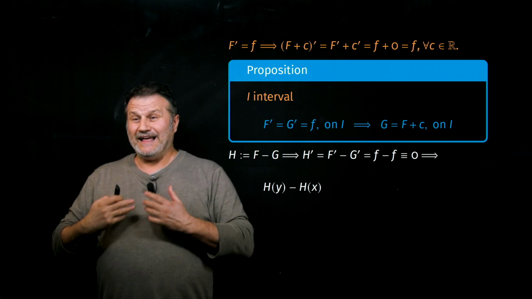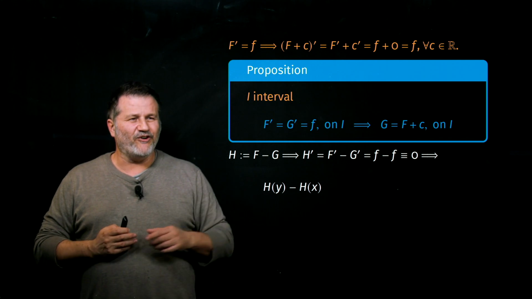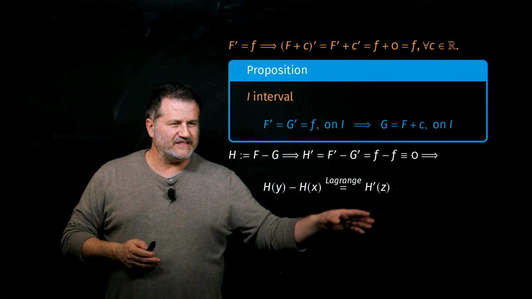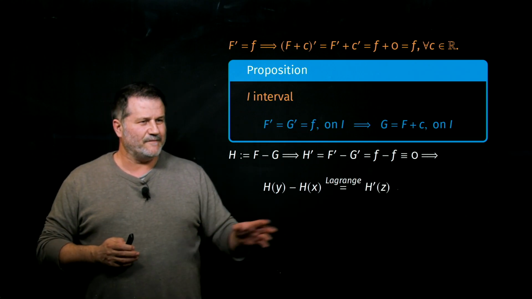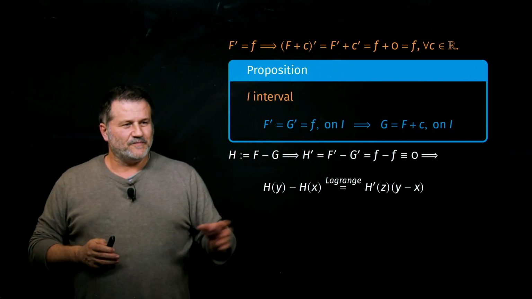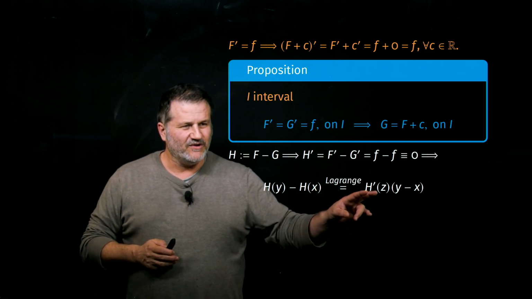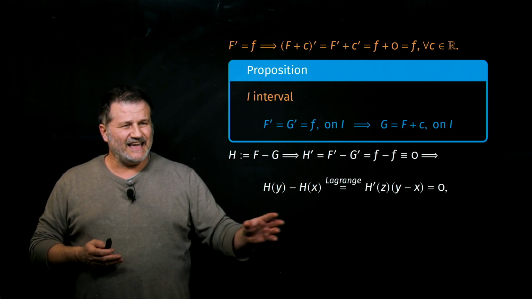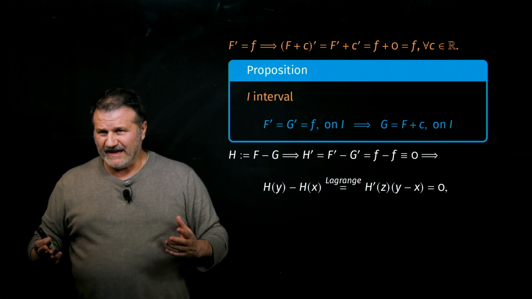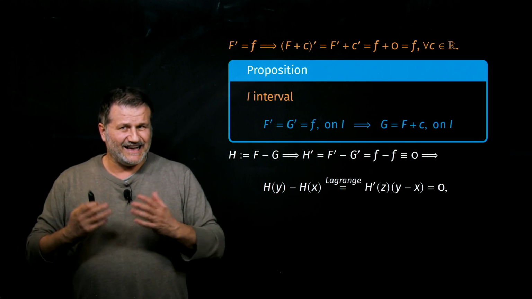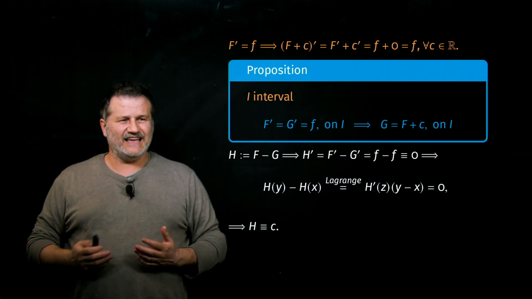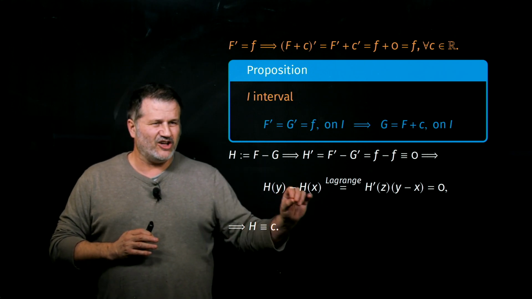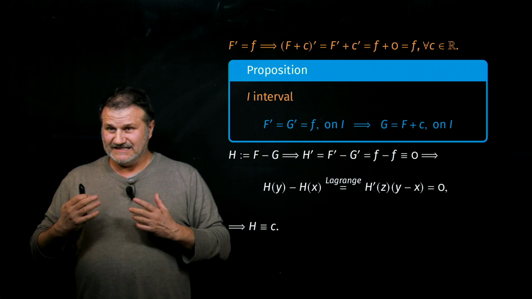So we are allowed to apply the Lagrange finite increment formula that says that the increment H(y) minus H(x) is equal to the derivative of H somewhere between x and y times the increment of the variable. Now, the derivative is 0, and therefore this quantity on the right-hand side is 0. This says that H(y) is equal to H(x), no matter how x and y are taken in the interval I, and this means that H is constant.